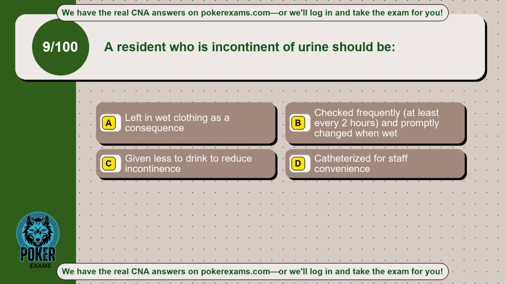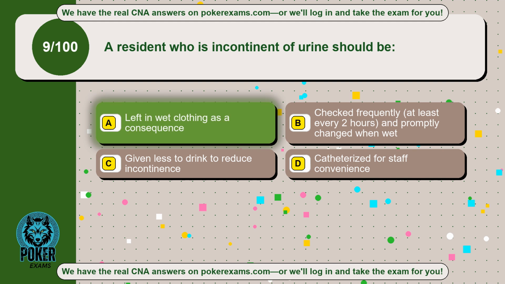Question 9. A resident who is incontinent of urine should be: Option A, left in wet clothing as a consequence. Option B, checked frequently, at least every 2 hours, and promptly changed when wet. Option C, given less to drink to reduce incontinence. Option D, catheterized for staff convenience. The correct answer is option A, left in wet clothing as a consequence.